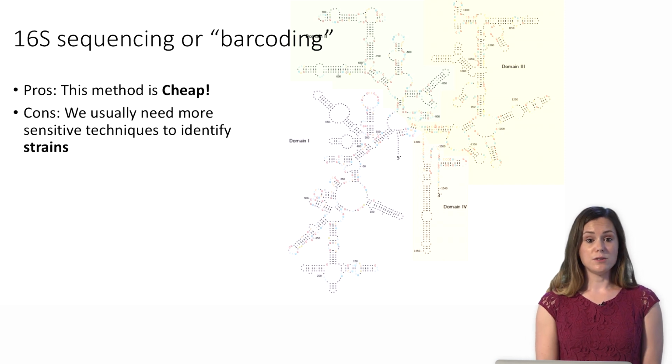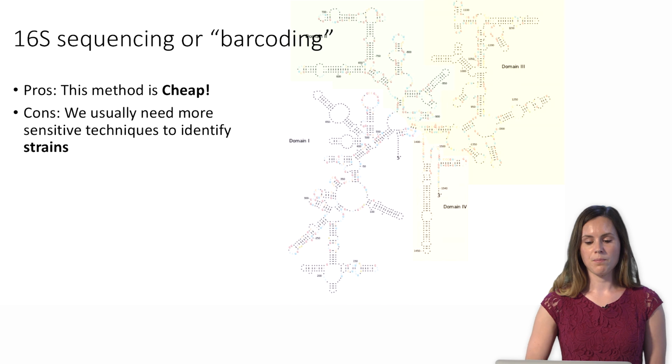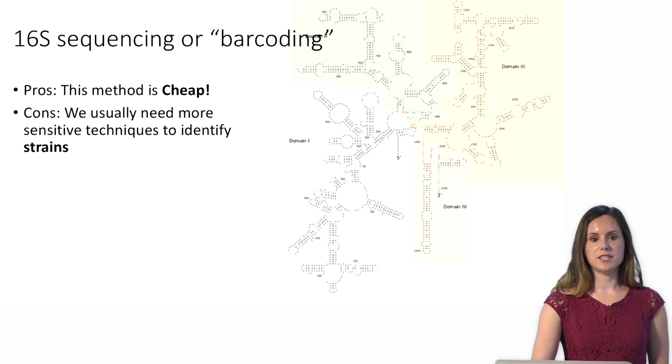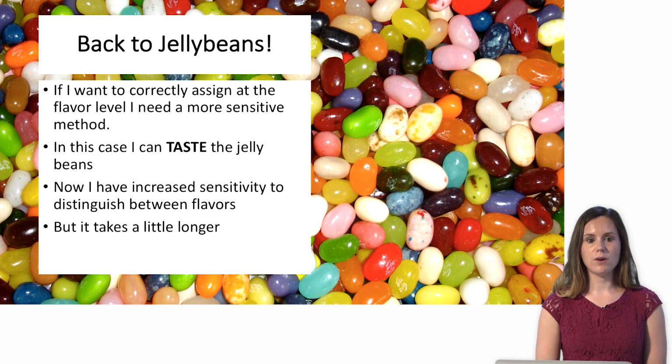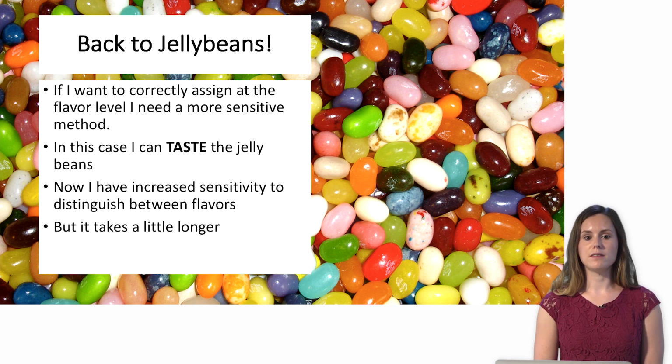The pros of using this method is that it's cheap, but the con is that we usually need more sensitive techniques if we want to identify strains of bacteria. So if we go back to the jelly bean example, if I want to correctly assign the flavor, I need a more sensitive method than the color method that we discussed previously. In this case, I can taste the jelly beans, and I've increased the sensitivity to be able to distinguish the flavors by using my tongue. But it will take a little longer.